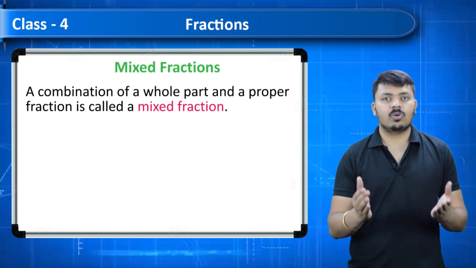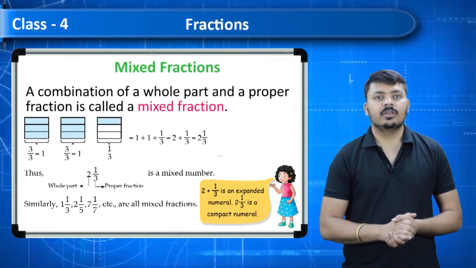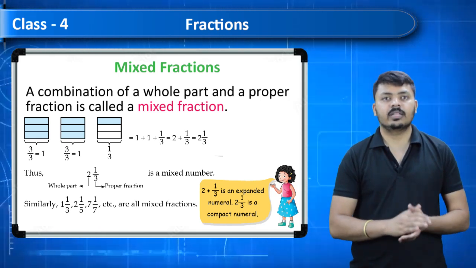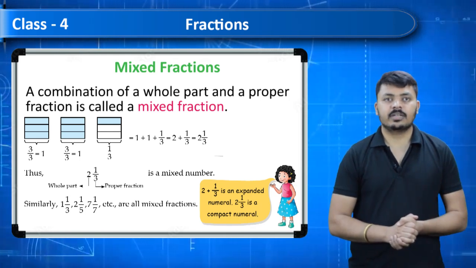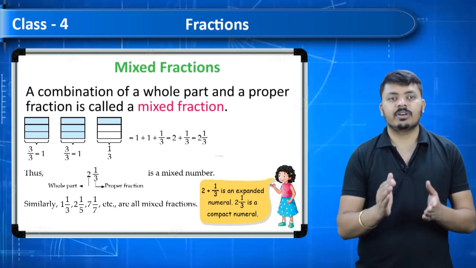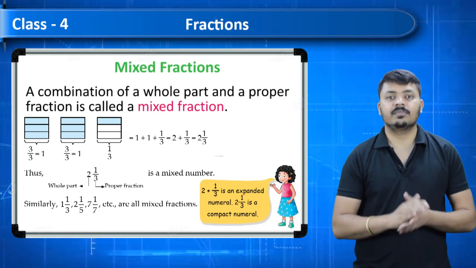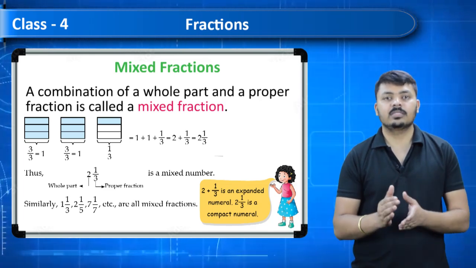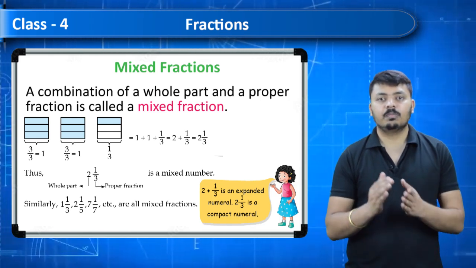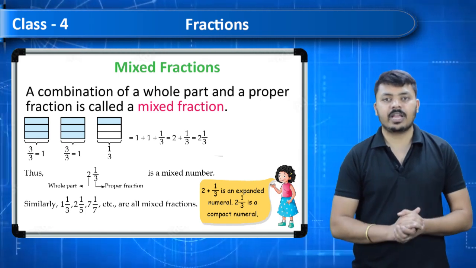Mixed fractions. A combination of a whole part and a proper fraction is called a mixed fraction. As you can see here in the diagram, we are given 2 whole parts that have been divided into 3 equal parts, and the third whole, as you can see here, has 3 parts. We are given 2 whole parts and a fractional part. So 2 whole parts are 1 plus 1, plus 1/3, that is the fractional part. So our fraction becomes 2 plus 1/3 is equal to 2 1/3, that is a mixed fraction.